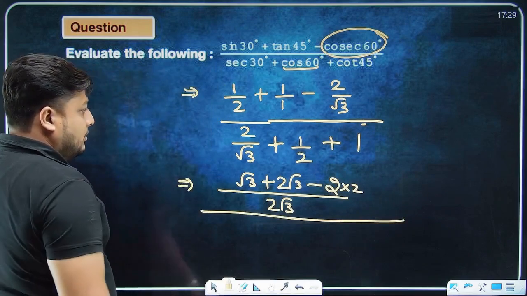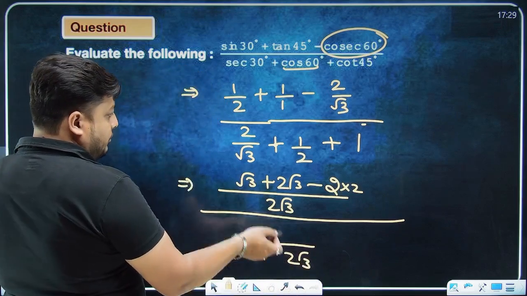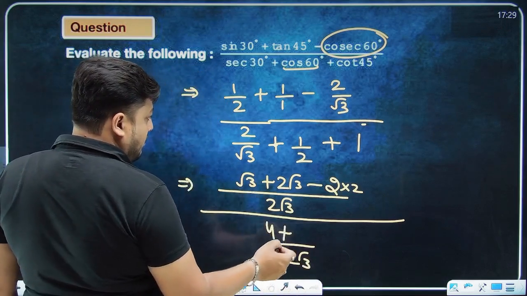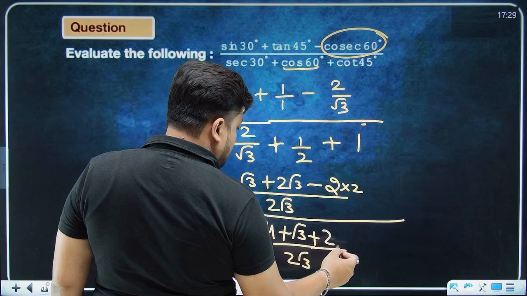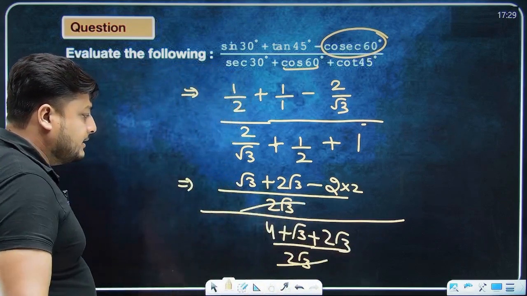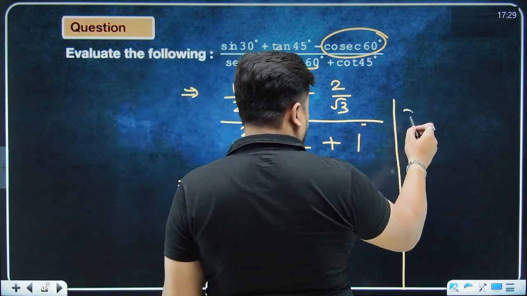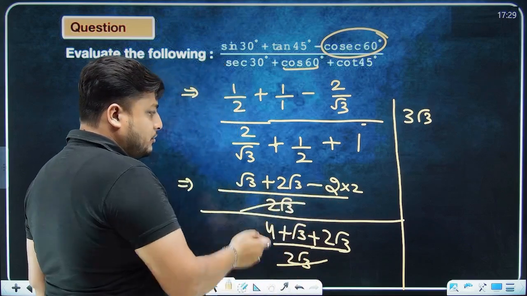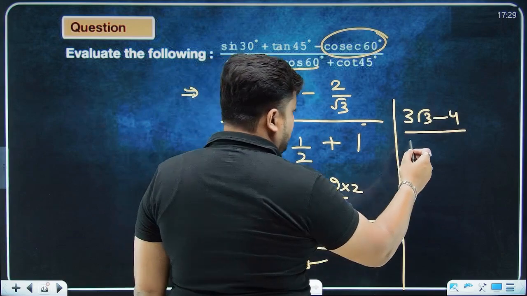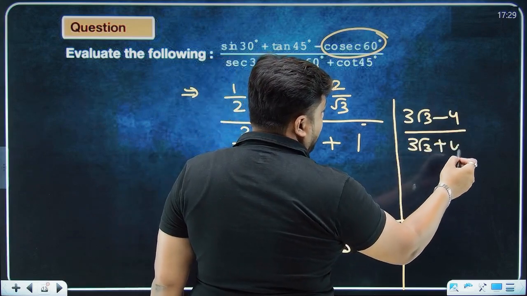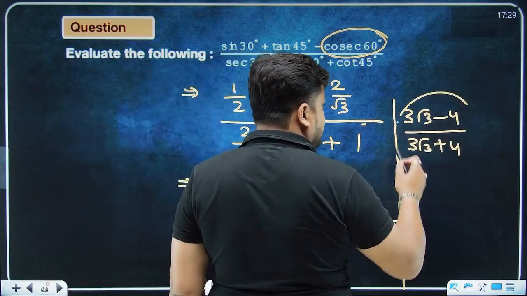Now again, here you will take the LCM. Again it will be 2 root 3. So root 3 is here, 4 plus root 3 plus 2 root 3. It will cancel each other. It is a very important question. It will come 3 root 3, because 2 root 3 plus root 3 is 3 root 3, minus 4, and in the denominator you will have 3 root 3 plus 4, and you can rationalize it to get the final answer. But this answer is absolutely correct.